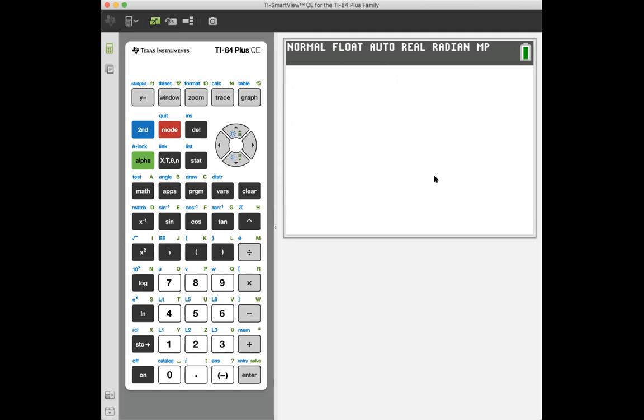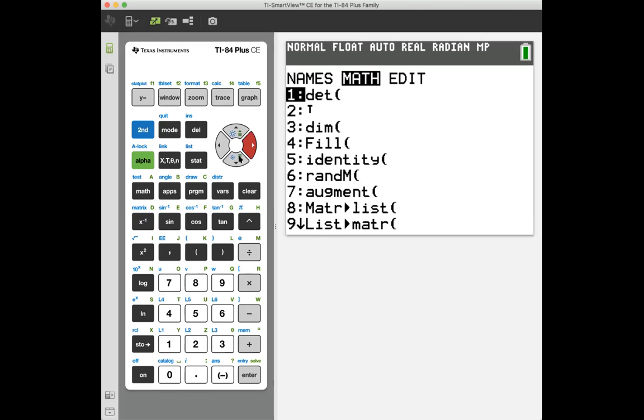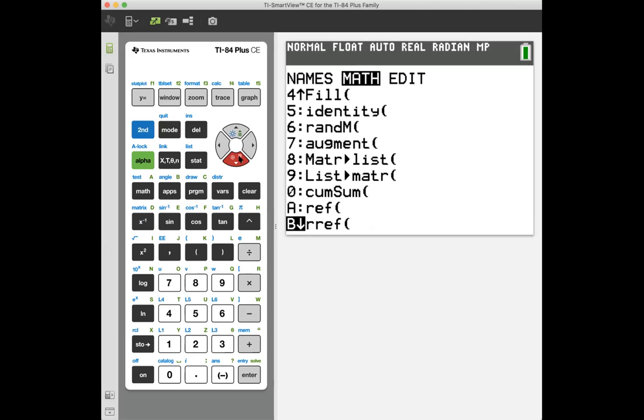Okay, so now what we want to do is actually calculate with this matrix. So we're going to go into the matrix menu again. That's second matrix. But instead of editing it, now this matrix A is the matrix that we want to use. So we're going to go over to math, and we're going to go all the way down until we find our rref. It should be letter B, rref. What that refers to is reduced row echelon form. Essentially, that means the matrix that's going to give me the answer.